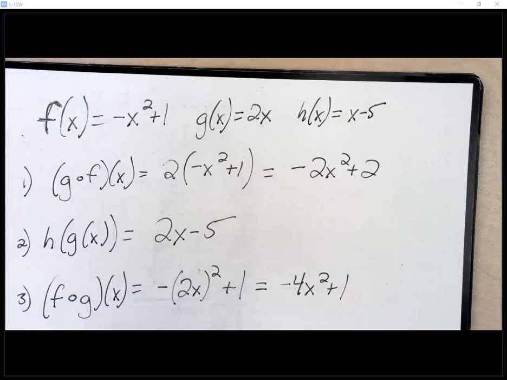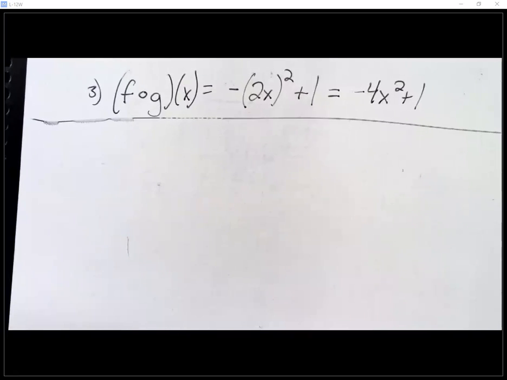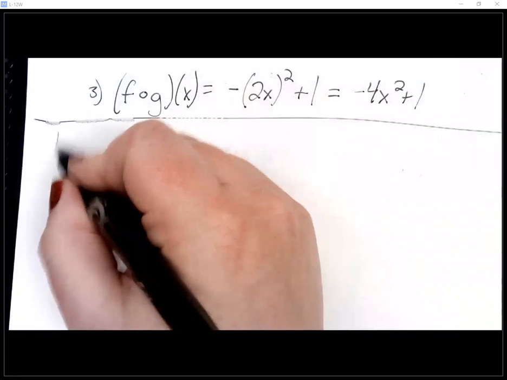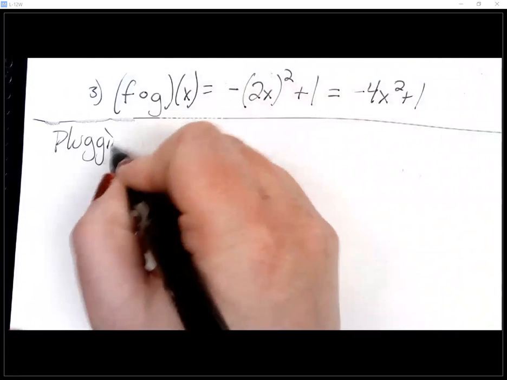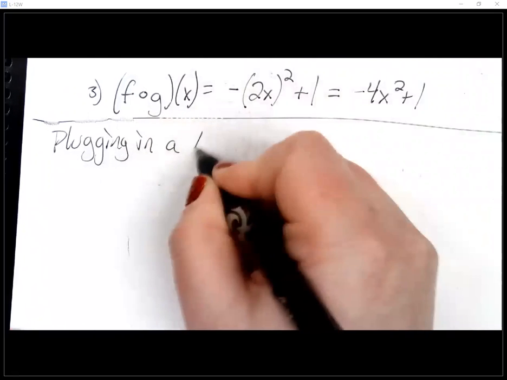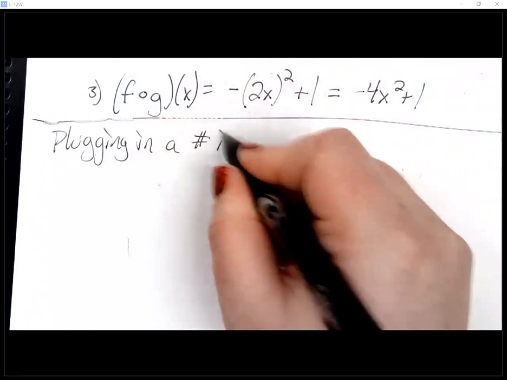Okay, so the next part, instead of leaving a variable, we're actually going to plug in a number. And I personally think that these are easier, plugging in a number, than just the whole function. So let me show you. Let's see. I'm just going to give you new ones. So let's try plugging in a number. In function composition.